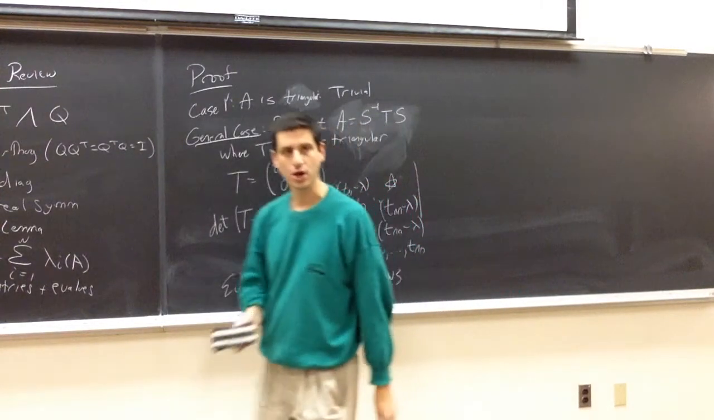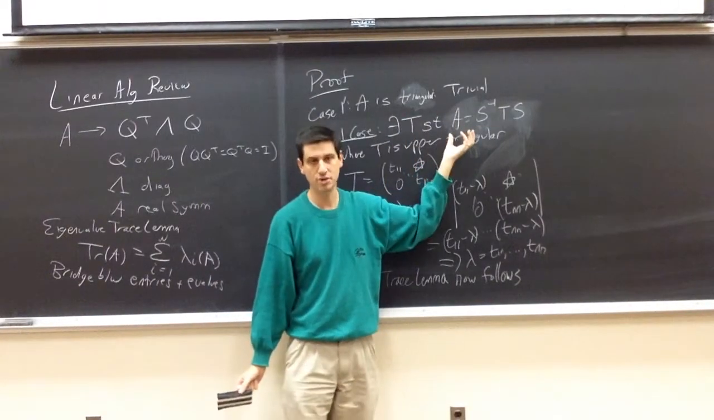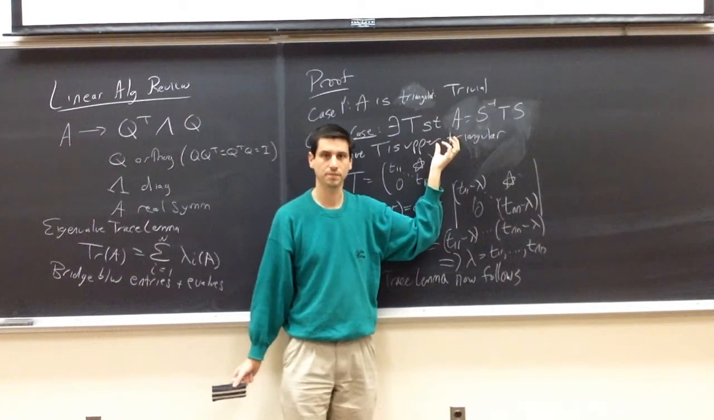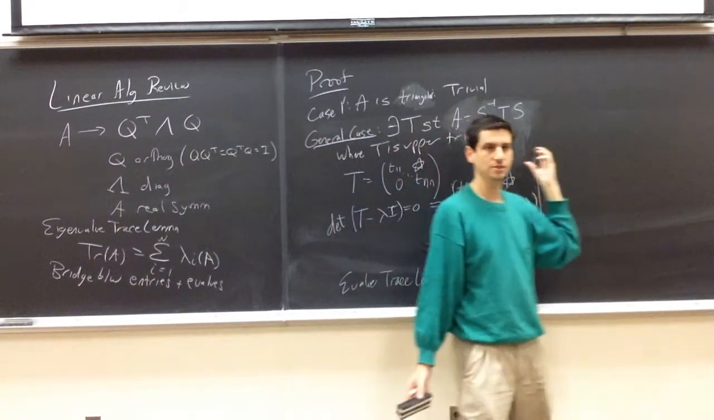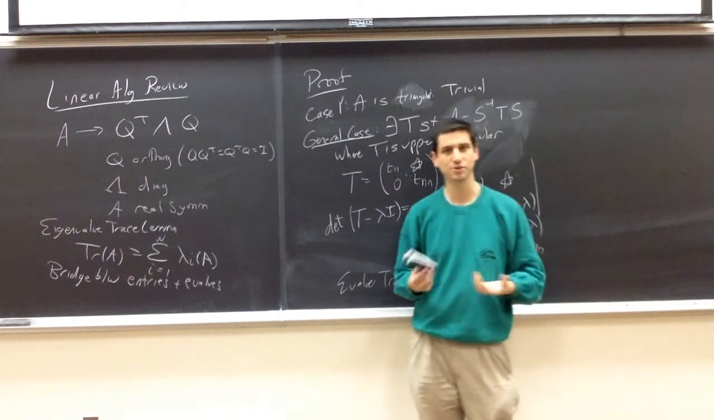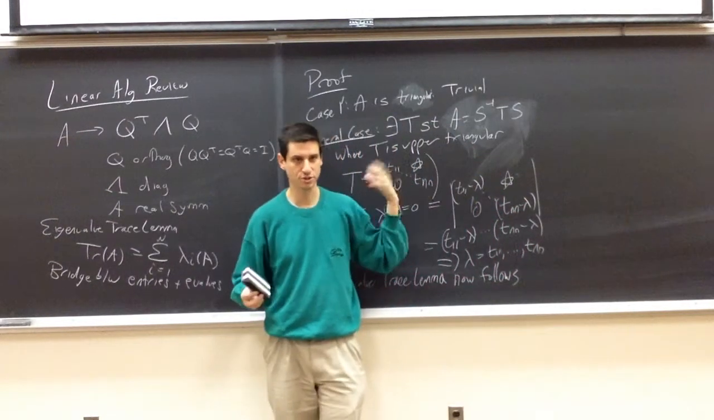Okay, so how many of you have seen the triangularization lemma? That if I give you a matrix, you can put it into upper triangular form. Does anybody want to see a proof of that? This is where you get to control the flow of the class. I'm happy to go back and do some standard linear algebra stuff, or just keep moving.